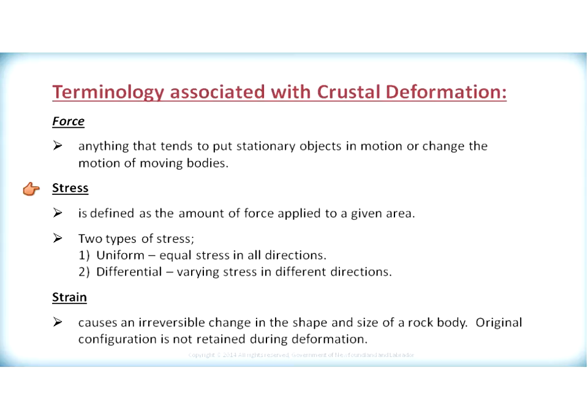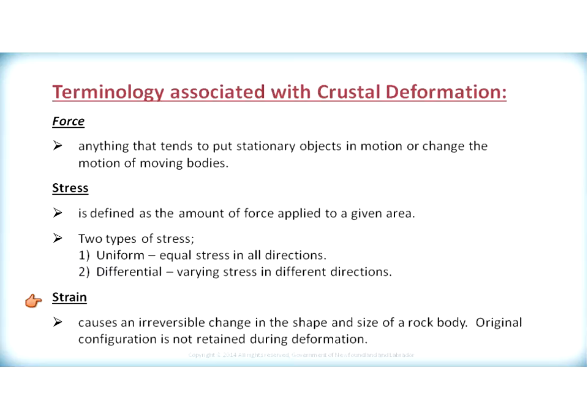Another term that's referred to when looking at crustal deformation is stress. Stress is defined as the amount of force applied to a given area. And when we look at deformation within the Earth, 2 types of stress are generally referred to. The first is called uniform stress, and uniform stress is equal in all directions. A second type of stress that causes deformation is differential stress. Differential stress varies with the different directions.